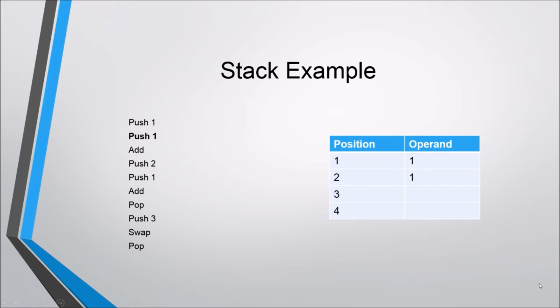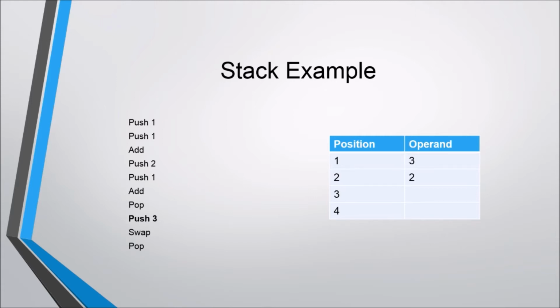Then, if we performed an add operation, we would add them and leave a 2 on the stack, popping off the other 2. If we pushed a 2 onto the stack, then it would push the other 2 that we had before down and push a new 2 on the top. If we push a 1, it'll push a 1 on the top and then put the other 2s down 1. If we add, it will add the top 2 values only, because the add only affects 2 operands, and it will leave a 3 there. If we pop, it'll take the 3 off the stack.